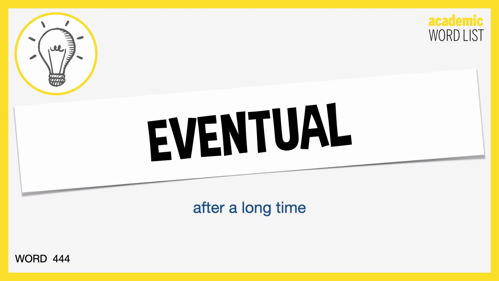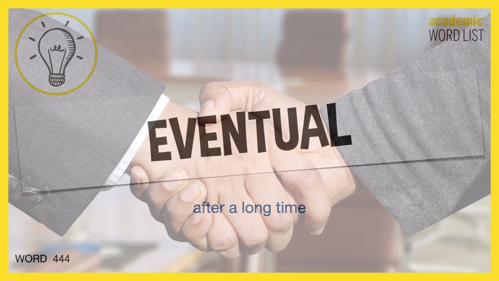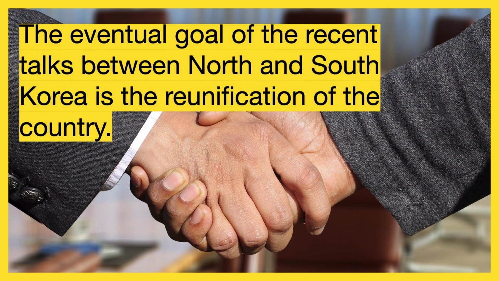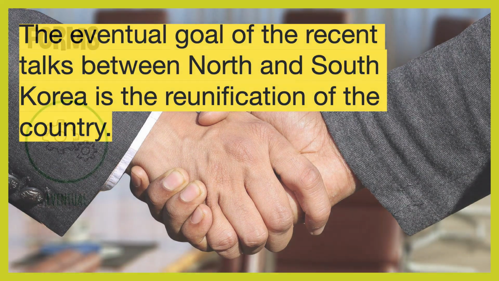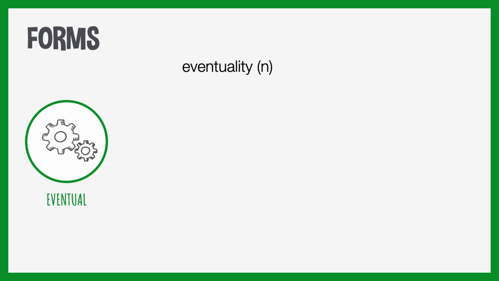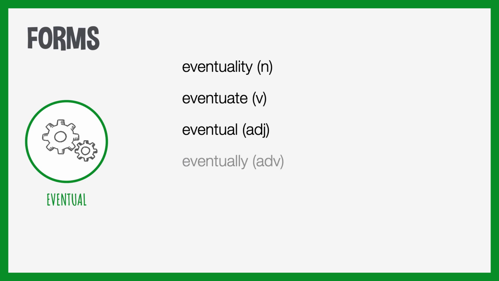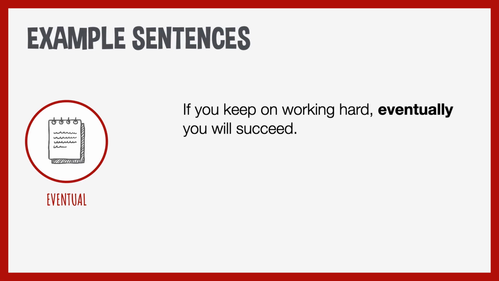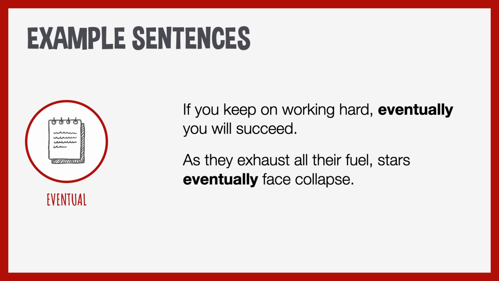Eventual, and this means after a long time. For example, the eventual goal of the recent talks between North and South Korea is the reunification of the country. Eventuality is a noun form, eventuate, the verb, eventual is the adjective form, and a very common form is eventually, the adverb form. If you keep on working hard, eventually you will succeed. As they exhaust all their fuel, stars eventually face collapse.